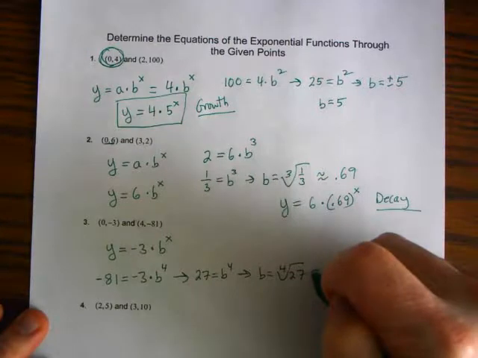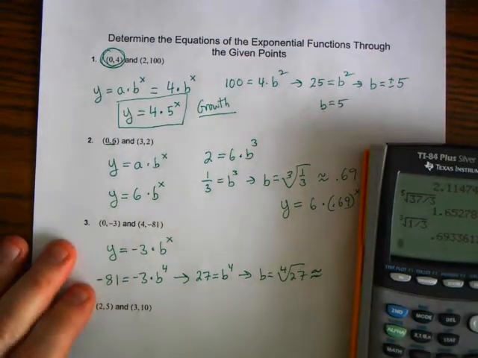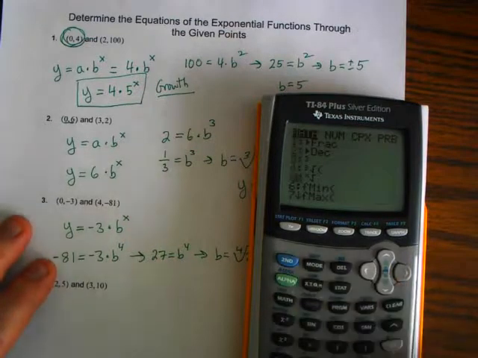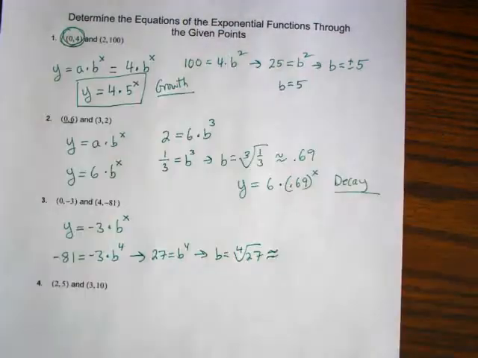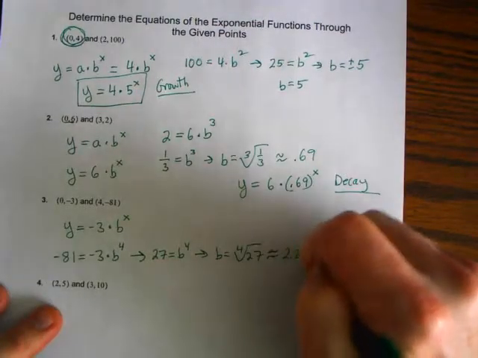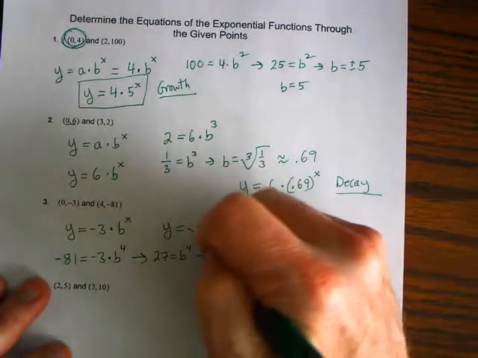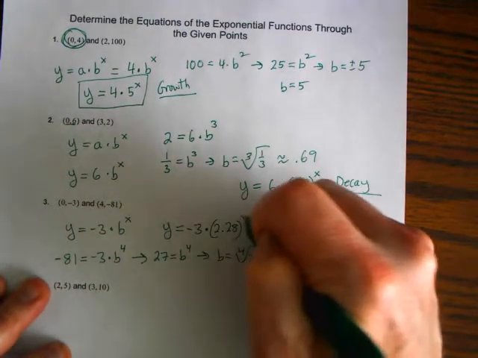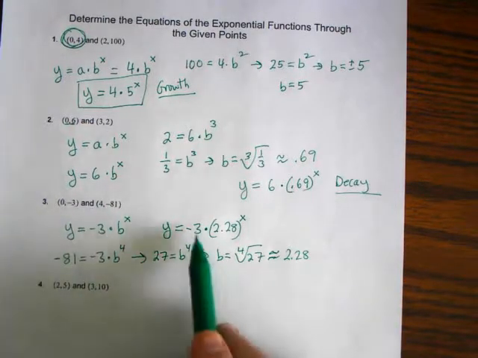And again, we would normally do plus or minus, but I'm going to skip the plus or minus because in this section, b can only be a positive number. So I type that into my calculator. Let's see, 4th root of 27 is approximately 2.28. So y for this case would be -3 times 2.28 to the x. So having the negative numbers really didn't change much. It just put a negative out front there.